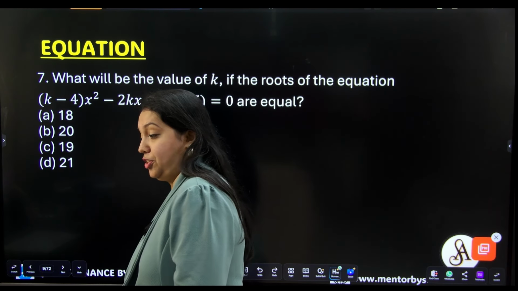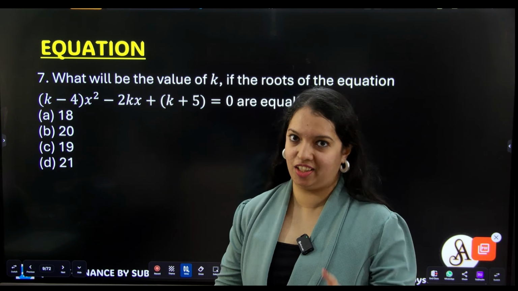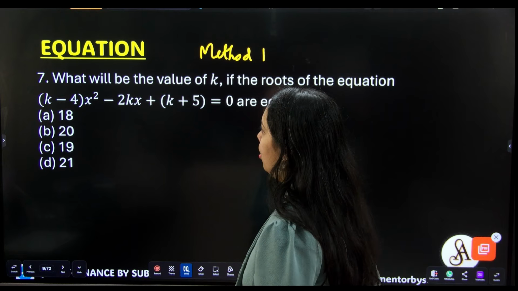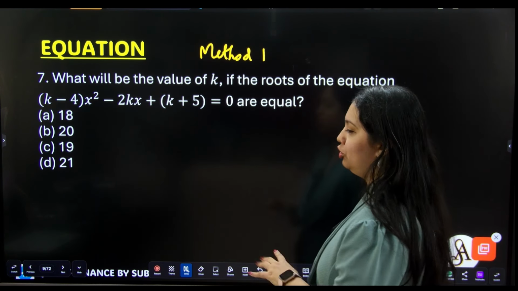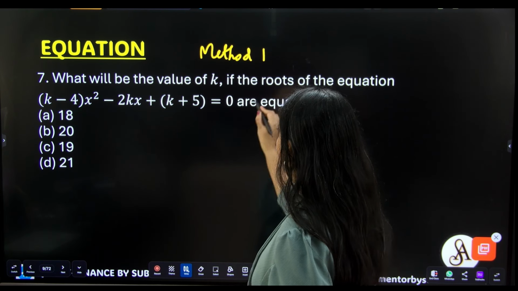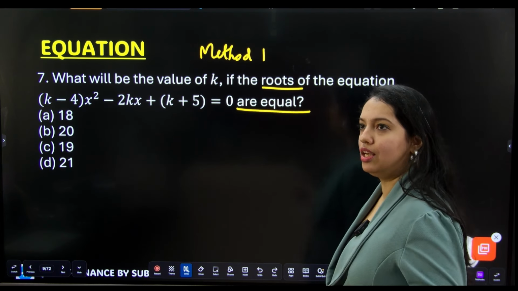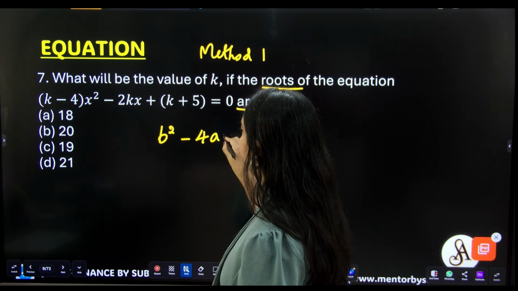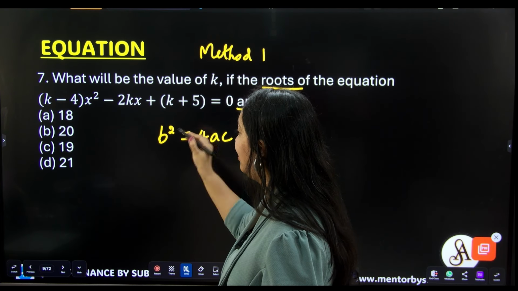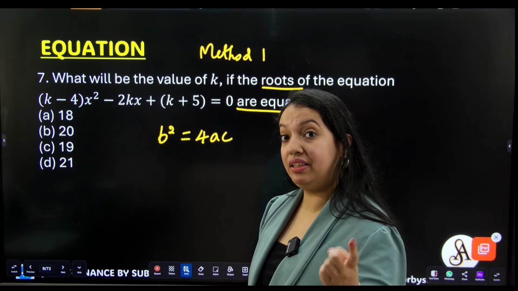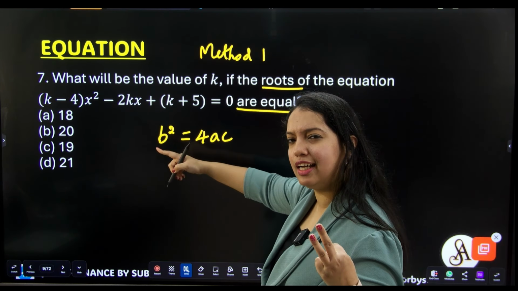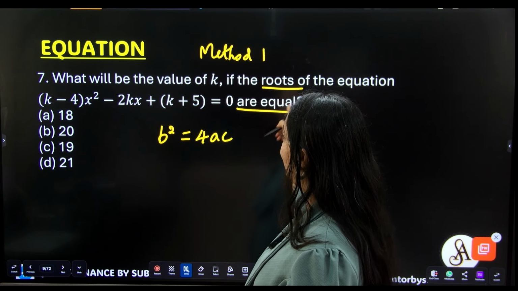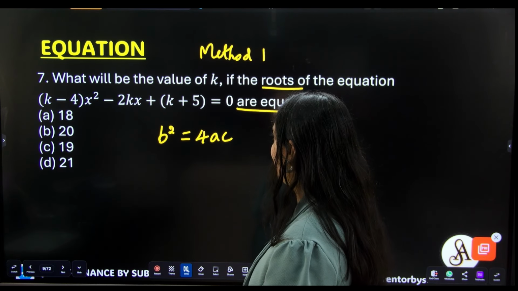A quadratic equation question. Any question from quadratic equations, there are two methods. I am trying method number 1. What will be the value of k if the roots of the equation are equal? Whenever roots of the equation are equal, we can apply the formula b square minus 4ac is equal to 0, or b square is equal to 4ac. Remember nature of the roots. There are three types: less than 0, equal to 0, more than 0. So whenever roots are equal, b square is equal to 4ac.